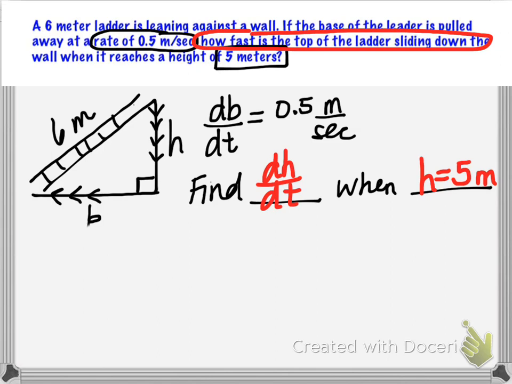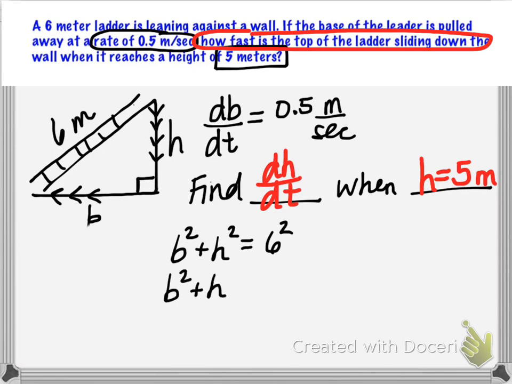So now we're looking for an equation that relates all of our variables. And in this case, since we have a right triangle and we are interested in all 3 sides, we can use the Pythagorean theorem. So b squared plus h squared is equal to 6 squared, or 36.